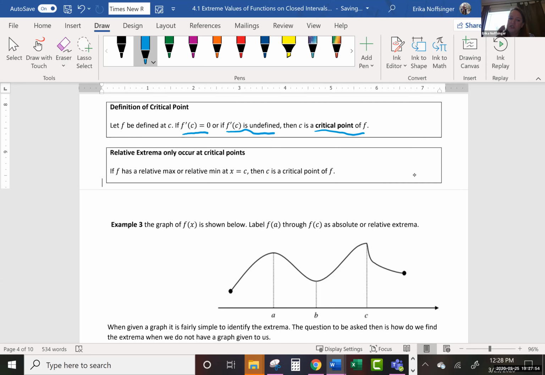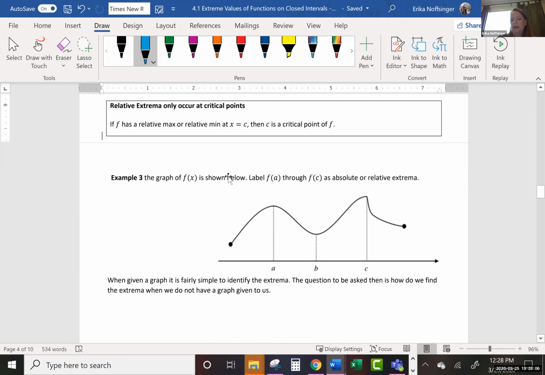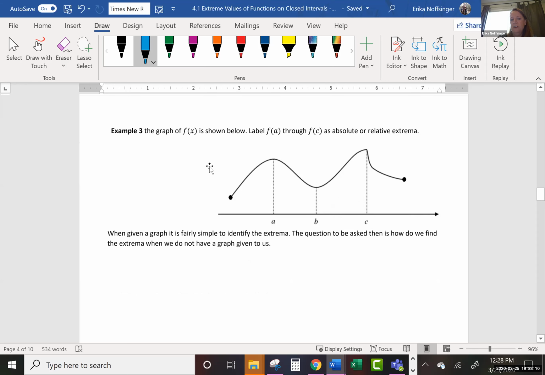So relative extrema, a max or a min, are only going to occur at critical numbers unless you're looking at a closed interval. And it's going to occur when x equals c if it's a critical number. If you look at this graph here, the graph of f of x is shown. Label f of a through f of c as either an absolute or relative extrema.